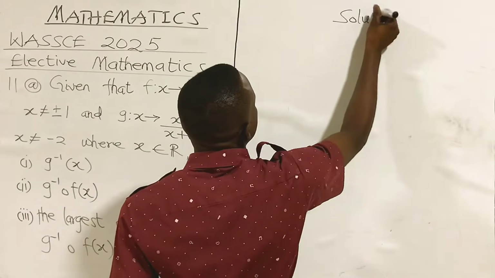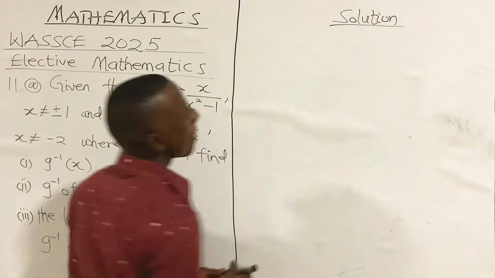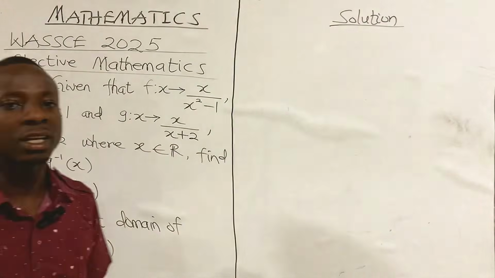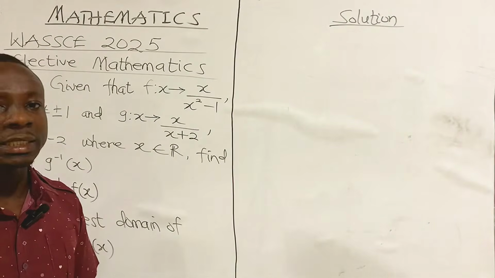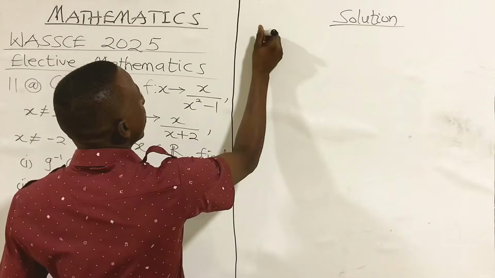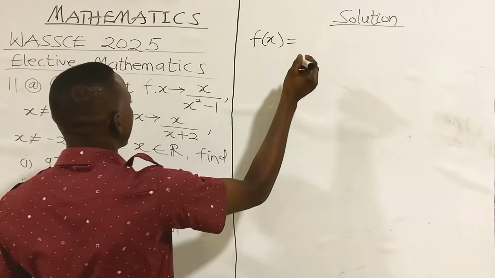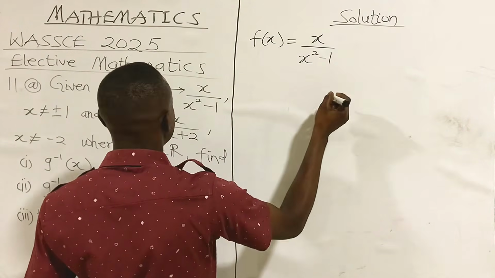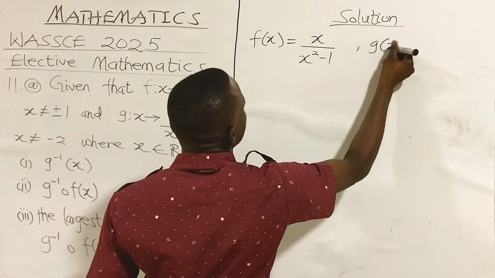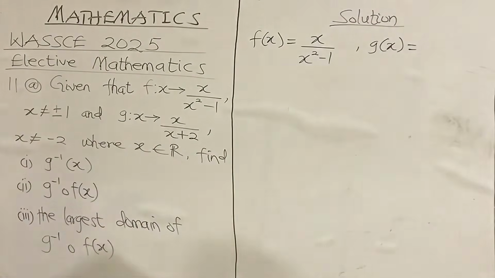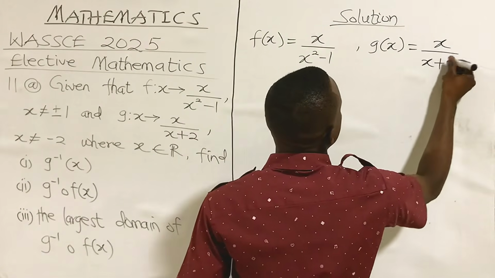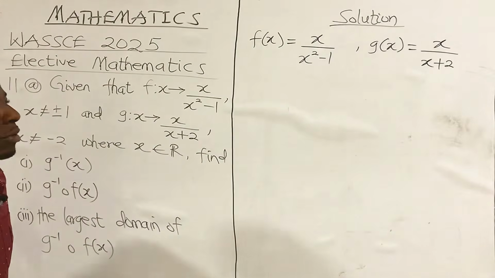Solution. Now over here, we are dealing with two different functions. We have a function f and a function g. So we have f of x, which is equal to x all over x squared minus 1, and we have g of x, which is also equal to x over x plus 2. So these are the two major functions we are going to deal with.